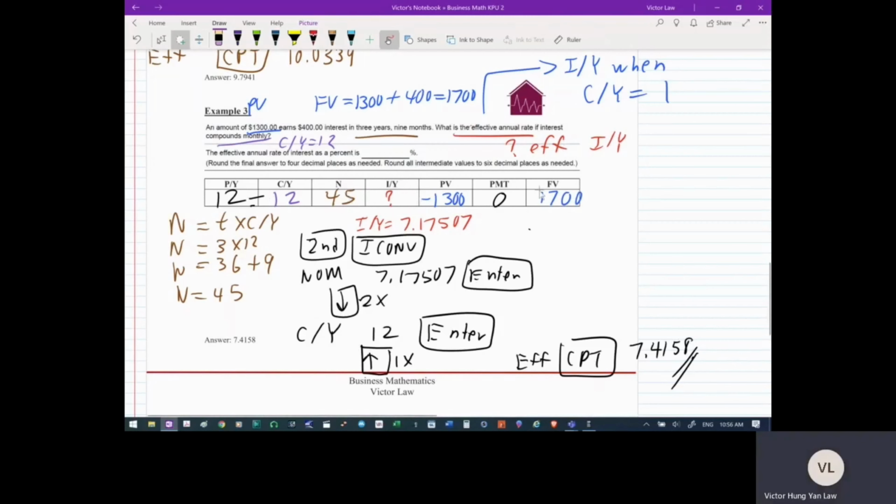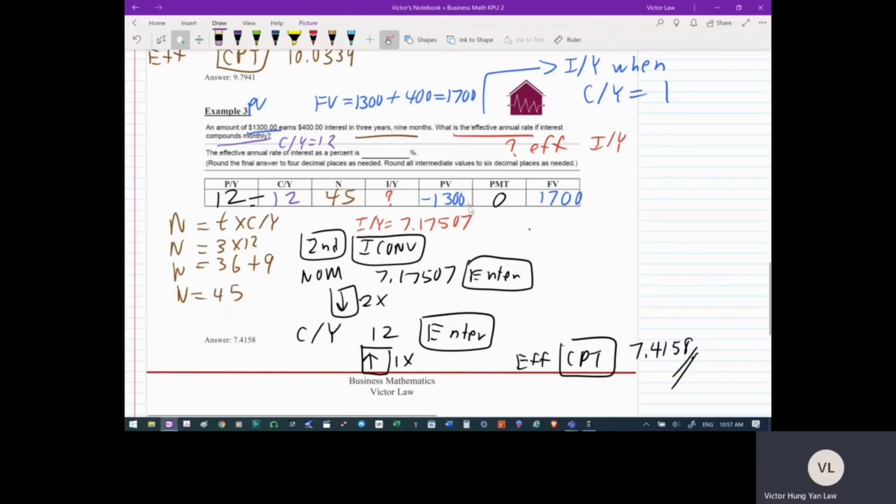So when we fill the boxes, we know that we're solving for IY. The first number that we see in the question is 1,300. That is our present value, how much we're investing today. And our present value is negative. The reason is that we need to put 1,300 into the bank first, so we lose 1,300 first. We don't have access to the 1,300.